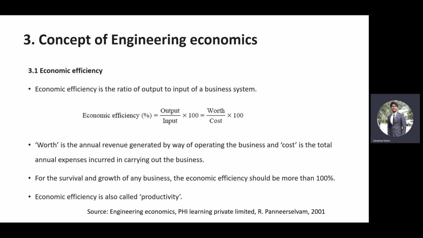So economic efficiency is the ratio of output to input of a business system. That is a standard definition of efficiency, but in a business system, output will be treated as the annual revenue generated by way of operating the business, and cost is the total annual expense incurred in carrying out the business. So we can calculate the economic efficiency.